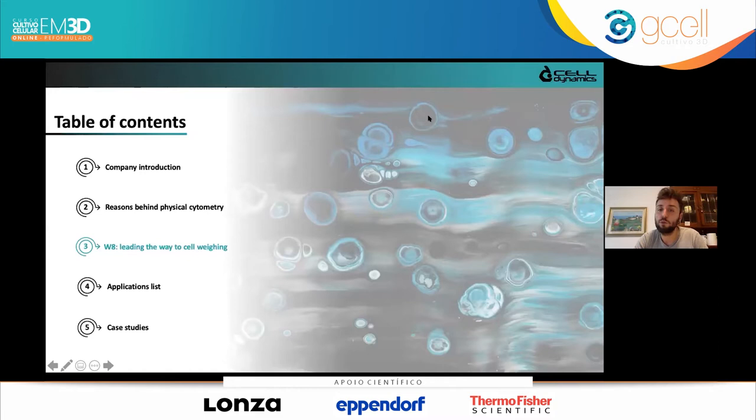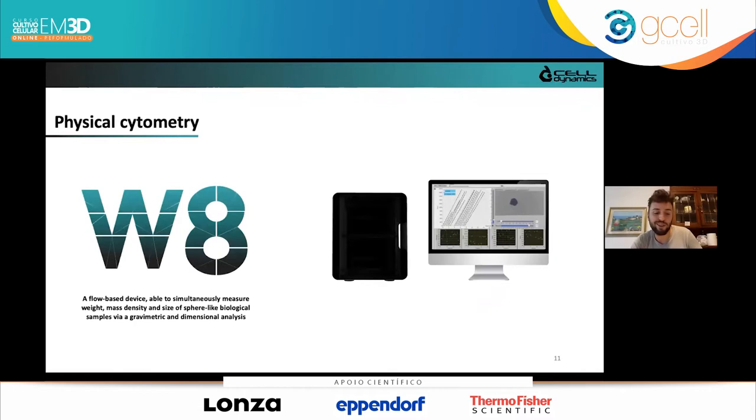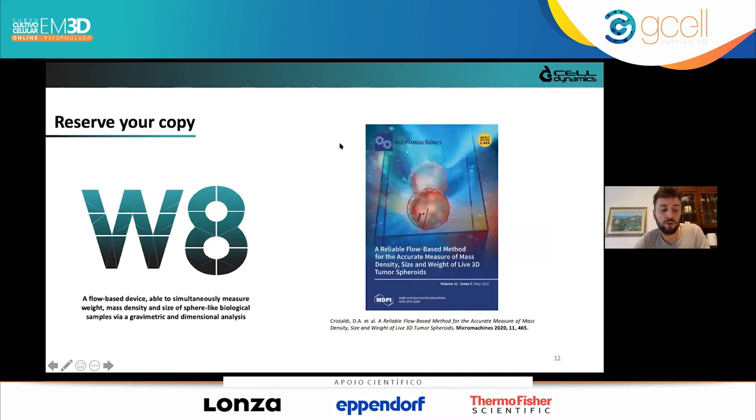It's called weight, it's a play on words. It's basically a cytometer, a lab weighing scale that simultaneously measures the weight, the mass density, and the size of sphere-like biological samples. The technology is microfluidic-based, and it relies on a coupled gravimetric and dimensional analysis. This is our paper, so I don't want to overload this speech too much with technical details, but it entirely describes the method on the basis of our device, and I can send it to you personally by email.